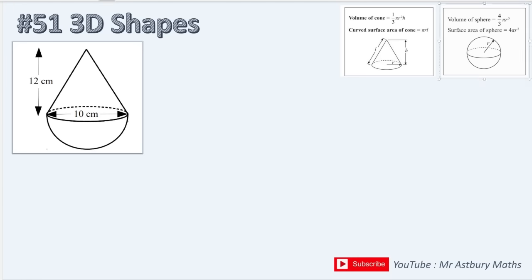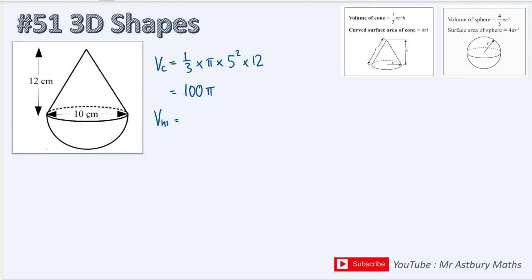And the volume of the cone is equal to 1/3 multiplied by pi times r squared, which in this case is 5, and multiplied by the height, in this case, which is 12. Great. So this gives me a value of 100 pi. Now let's look at the volume of the hemisphere.